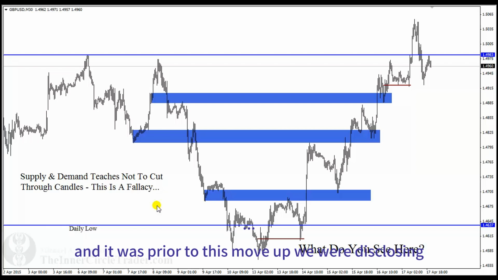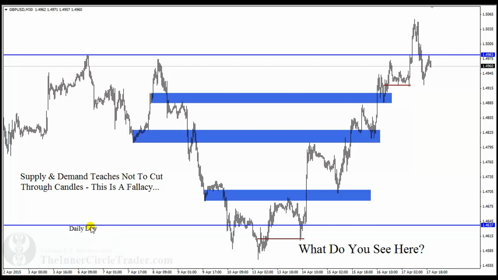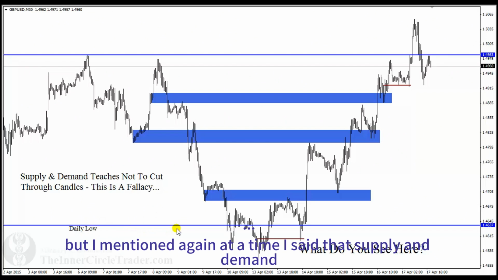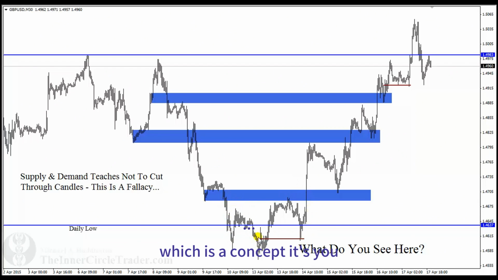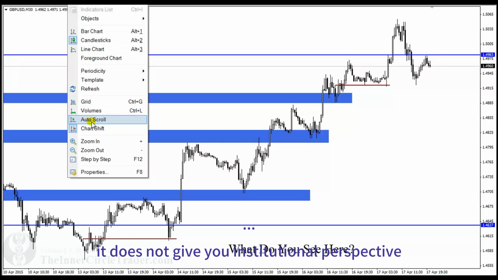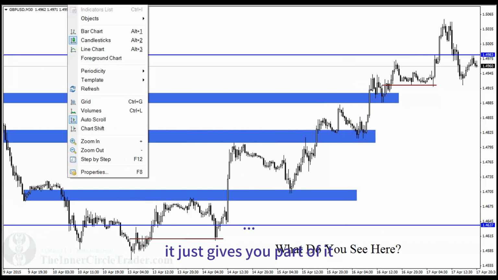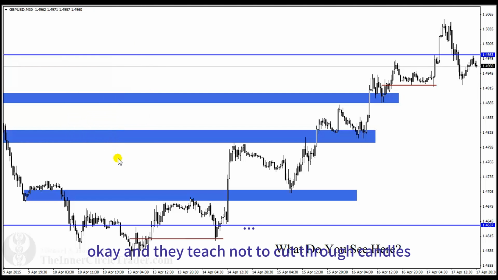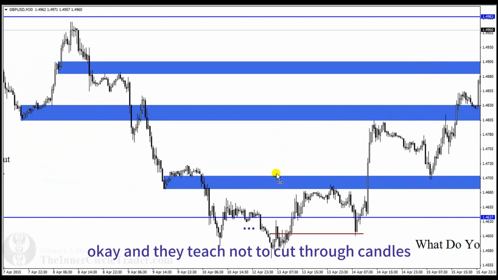And they teach not to cut through candles. It's a fallacy. Here's that daily low, 146.37. Okay, market dips below it again, dips below it again. But looking at in here, okay, what do you see? The question I'm asking is, what do you see going into this? Let me take this off here so we can see without being disturbed with the chart being jerked back and forth.